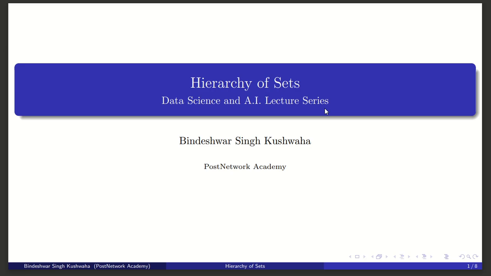Today we are diving into the concept of hierarchy of sets, a fundamental topic in mathematics and data science. So stick around to learn how sets are organized and related to each other.